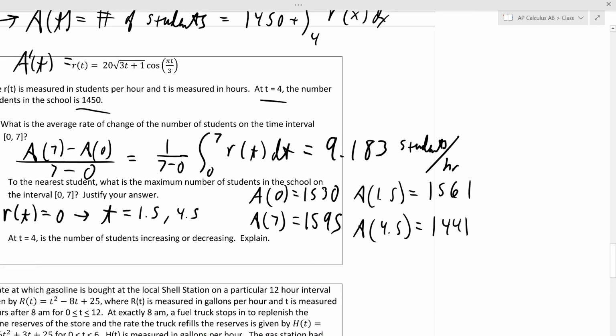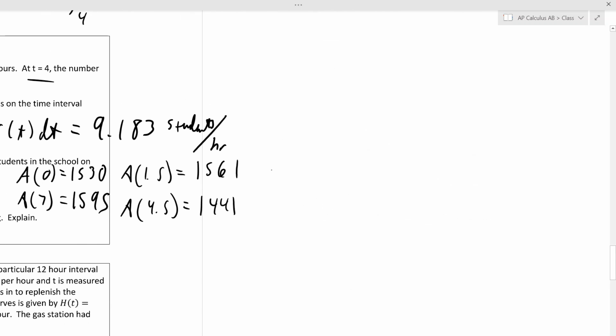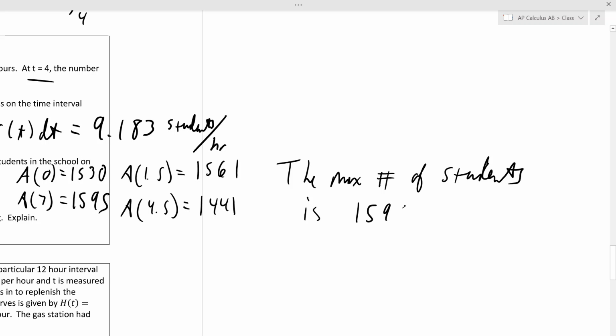All right. So the maximum number of students is 1595. And you just write that. And again, this is how you justify your answer in finding a max or a min. So the max number of students is 1595 at t equals, what was that, 7 hours?